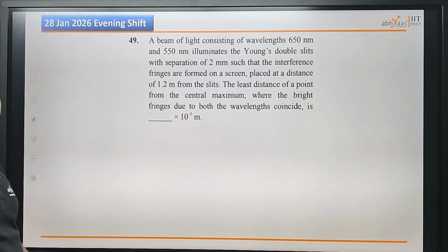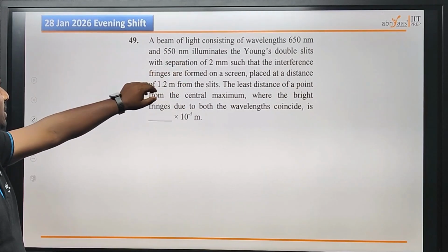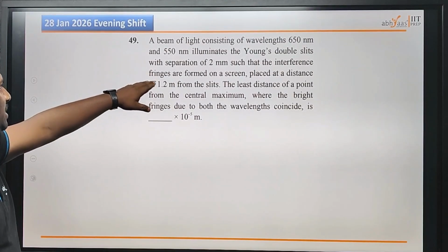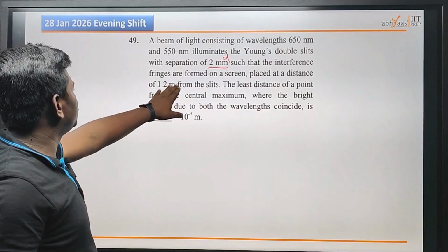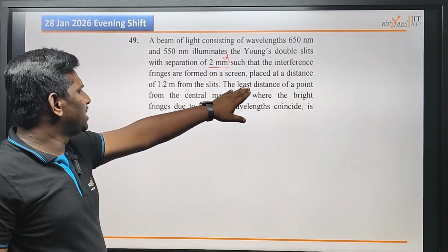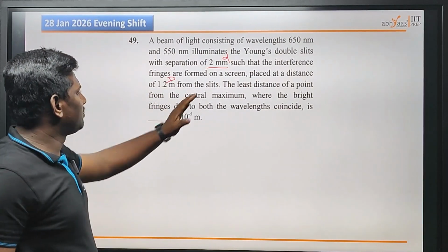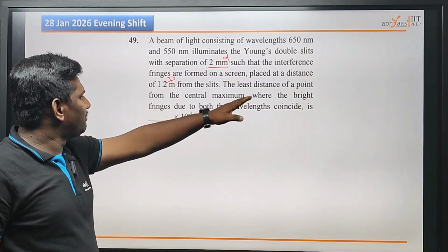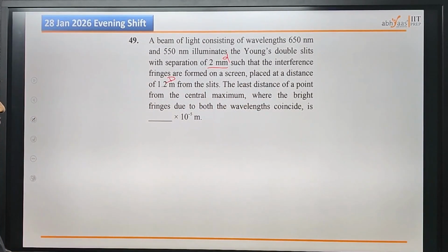Next, question number 49. A beam of light consisting of wavelengths 650 nanometer and 550 nanometer illuminates the Young's double slit experiment with a separation of 2 millimeters, this is small d, such that interference fringes are formed on the screen placed at a distance, so capital D, from the slit. The least distance of the point from the central maxima where the bright fringes due to both wavelengths coincide is.